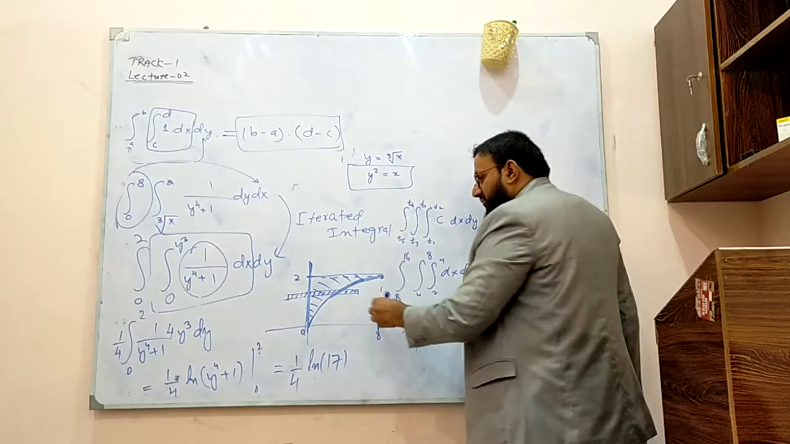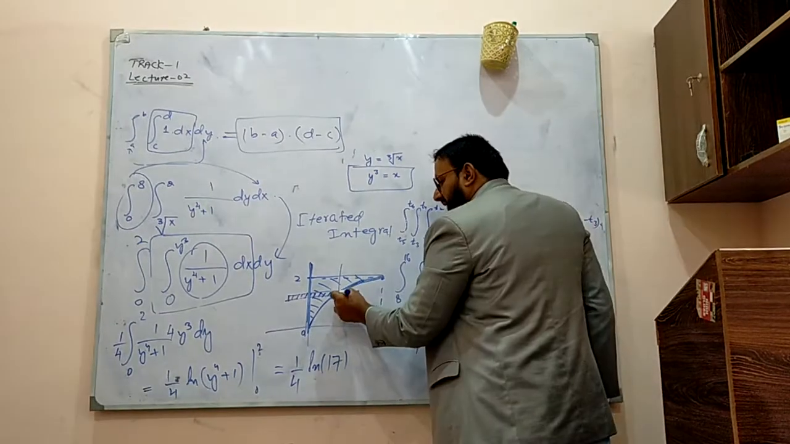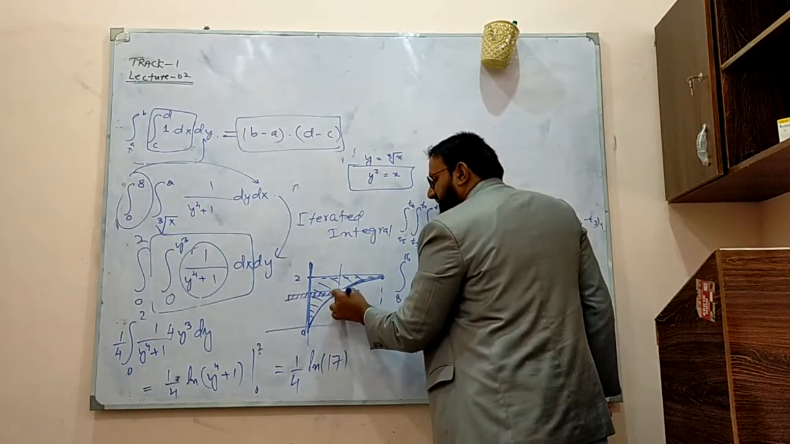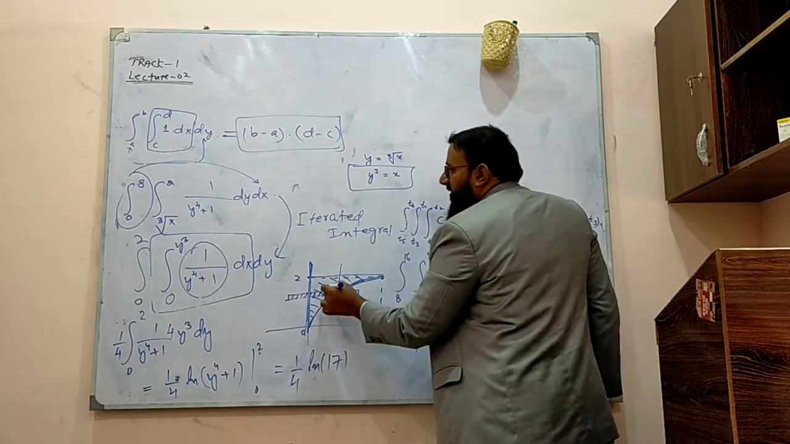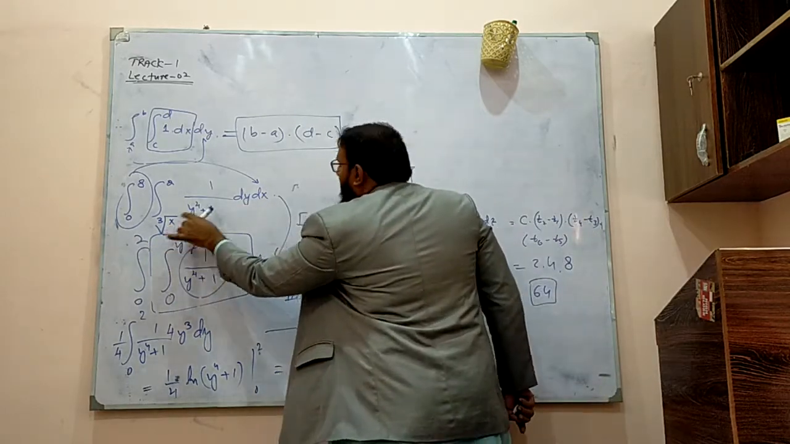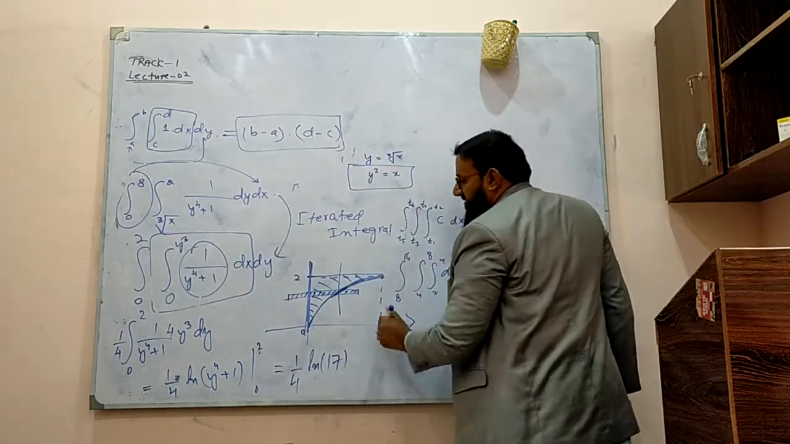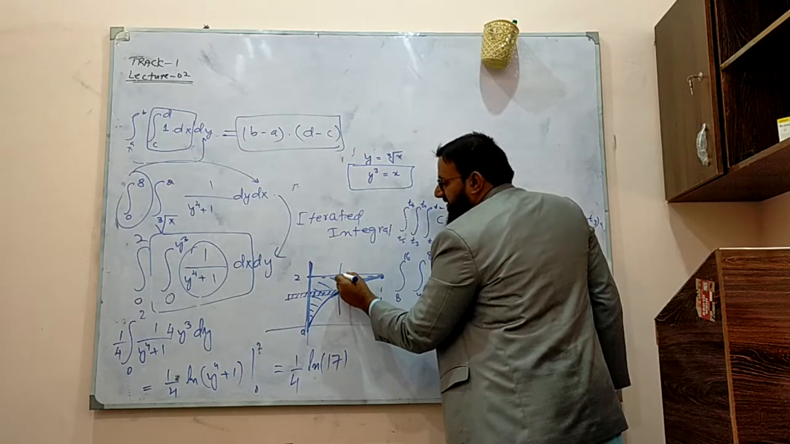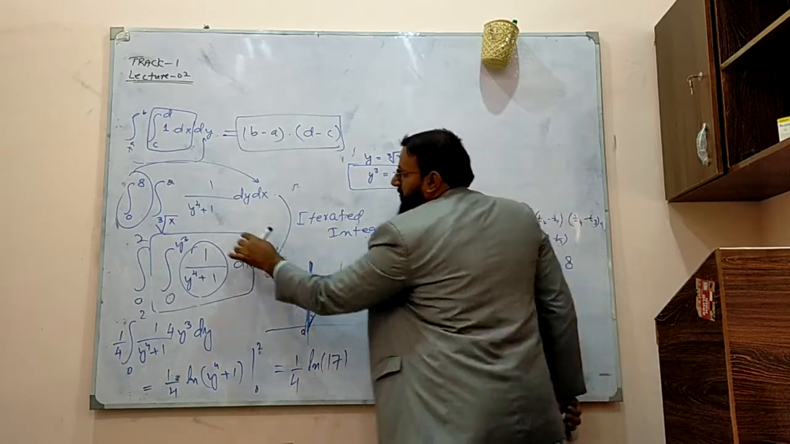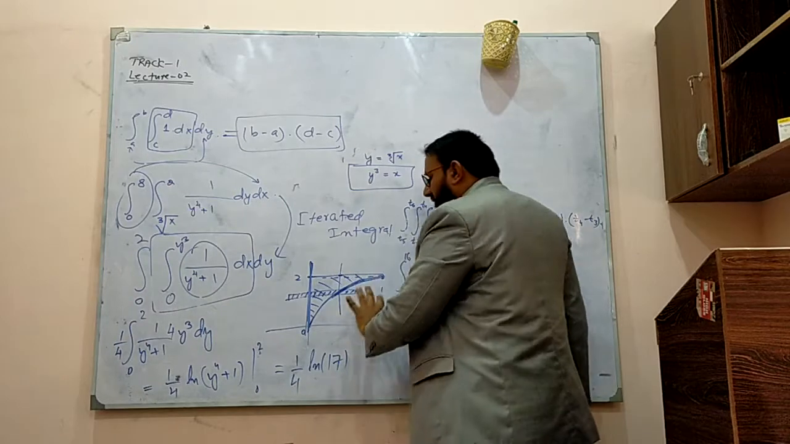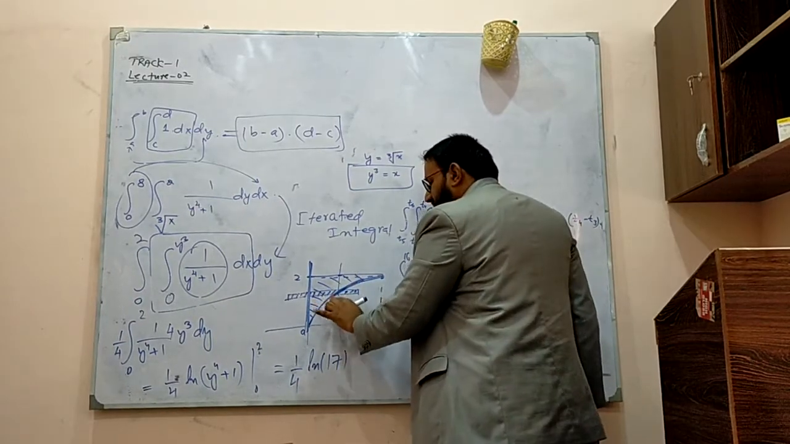So you draw a vertical line, and this enters your region at this point. And here, what is the value of y? The value of y is the cube root of x. And when it leaves your region, the value of y is exactly 2. So I just draw this region.